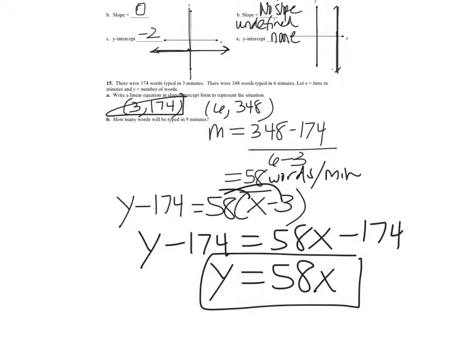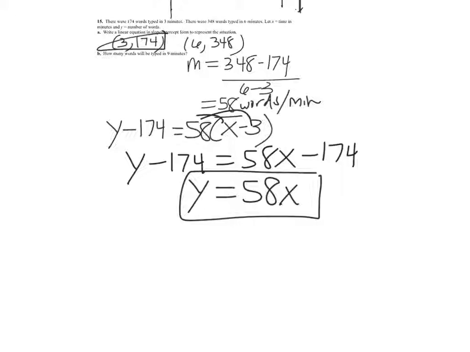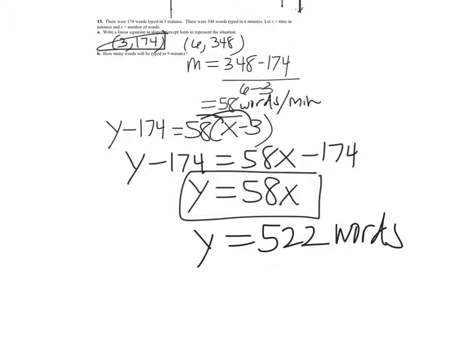So if I'm going to do this for 9 minutes, how many words am I going to type? 58 times 9. What is that? 522. Now don't forget, if it's a word problem, it has to have a word answer. 522 what? Peanuts? Bad kids in my class? I don't know. What is it? Words. Words. Okay? All right.